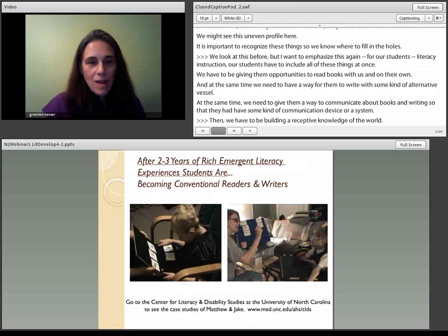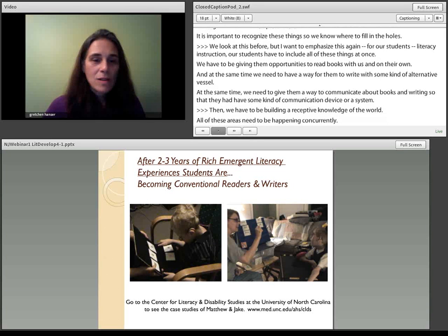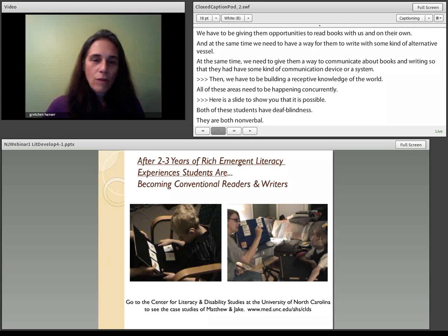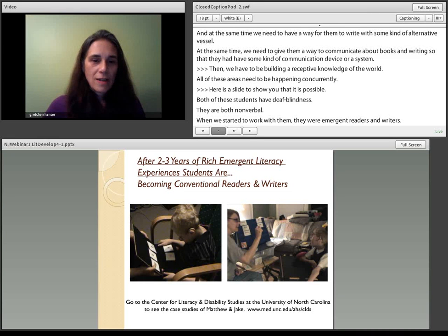Here's a slide to show you that it is possible. Both of these students have deaf-blindness, Matthew on the left and Jake on the right. They both have some kind of hearing problem and some kind of vision problem, and they're both nonverbal. When we started working with them, they were emergent readers and writers. They're older. After 2 or 3 years of really rich emergent literacy experiences, these guys are becoming early conventional readers and writers, and they're actually starting to read words at the first grade level. So it shows us they're able to move along this trajectory. We were able to identify where they were and give them the right activities to help move them along.